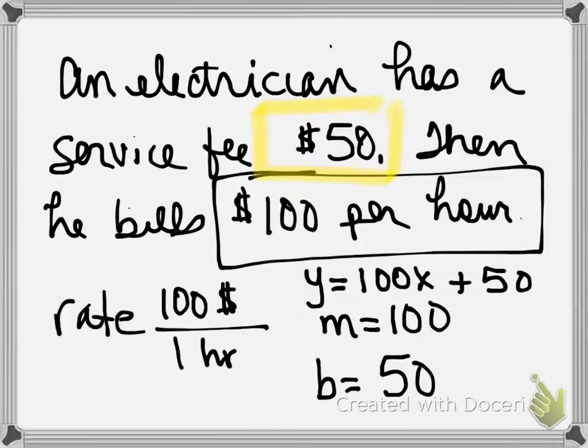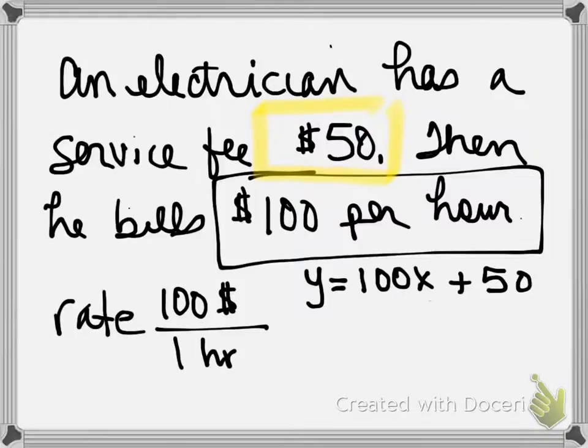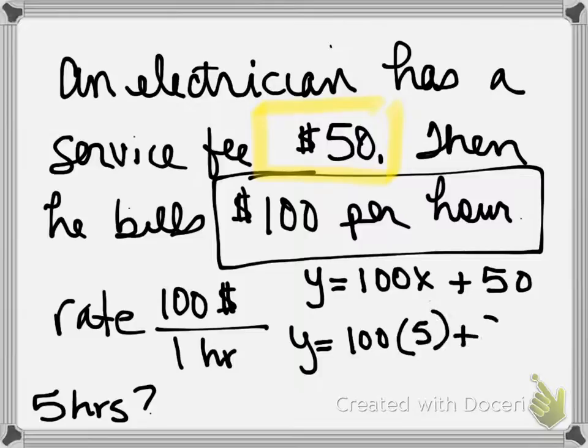So the linear model to represent this situation is y equals 100x plus 50. And you can plug in some random values there, and let's say we need him for 5 hours. Well, if you plugged in 5 for time, you could say y equals 100 times 5 plus 50, and so y would be $550, and that's how much you would have to pay the electrician.